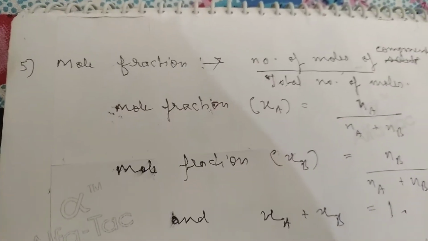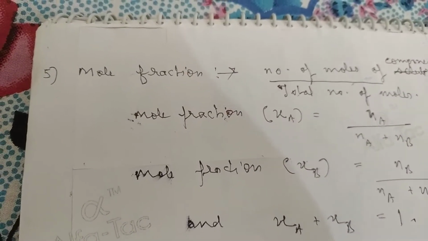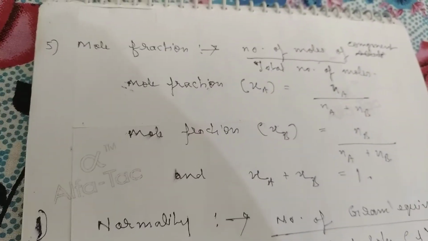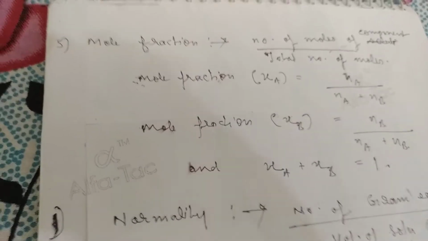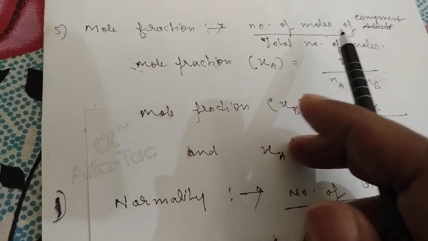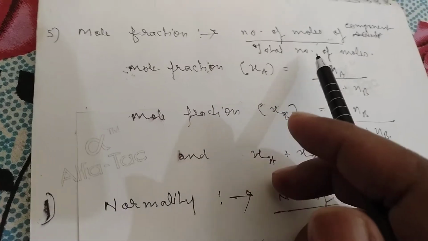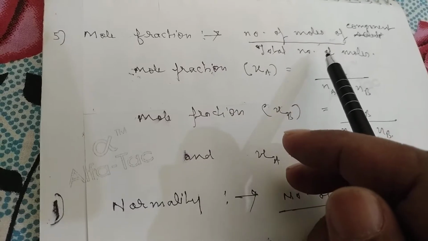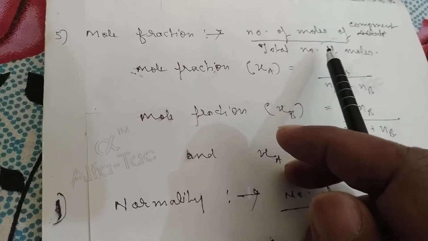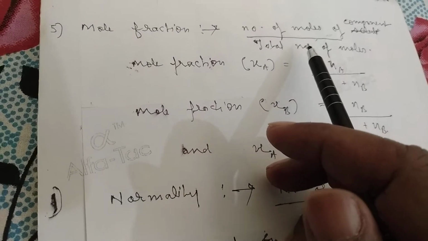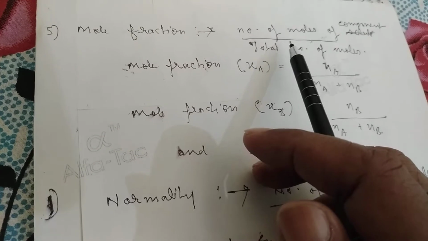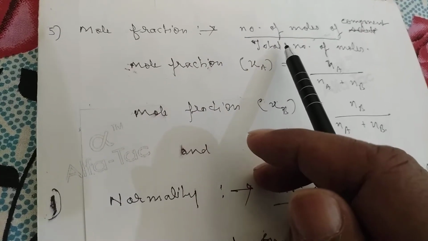Next method of expressing the concentration. Yet another important method of expressing the concentration is mole fraction. Mole fraction is the number of moles of a component divided by the total number of moles. For example, if you take a gaseous mixture and you want to express the concentration of any one component in it, then this method, mole fraction, is very suitable.